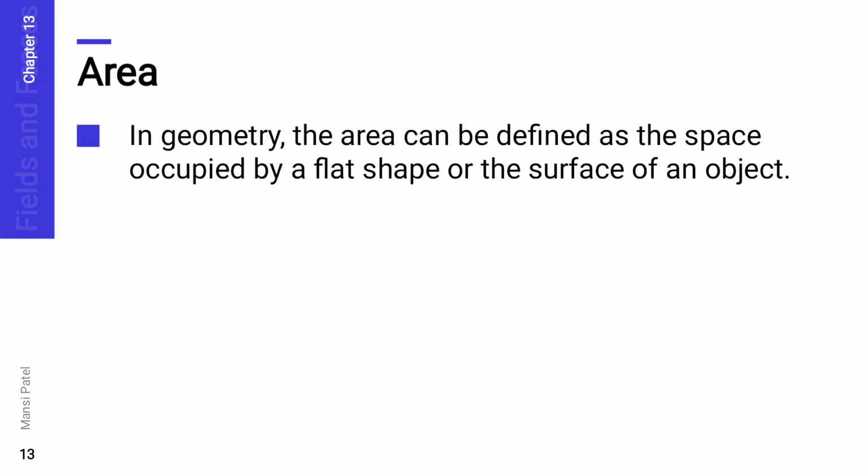Now, area. What about the area? In geometry, the area can be defined as the space occupied by a flat shape or the surface of an object. If any shape or object occupies any length of surface, then it is known as the area.